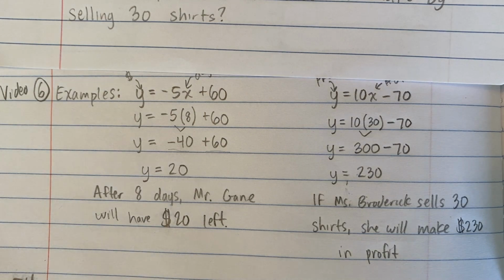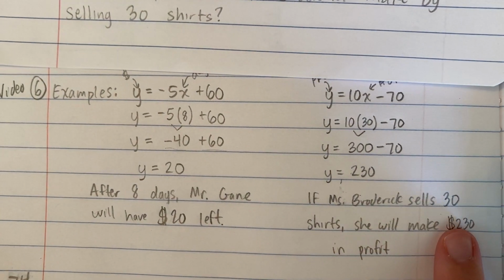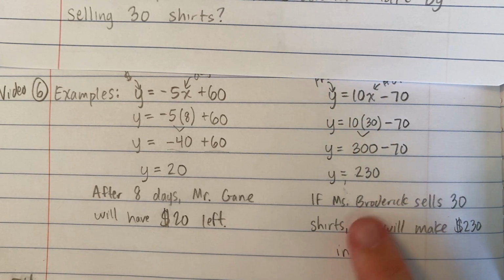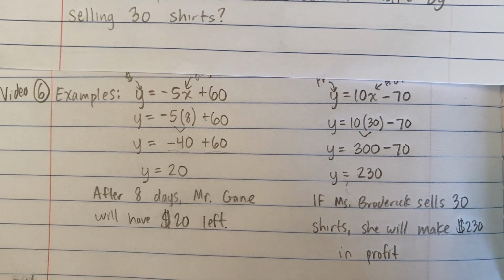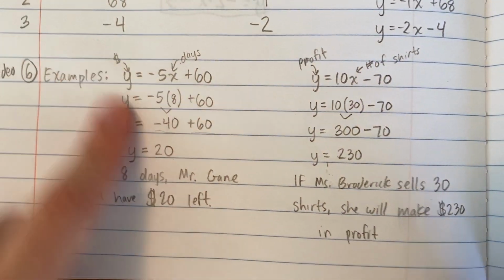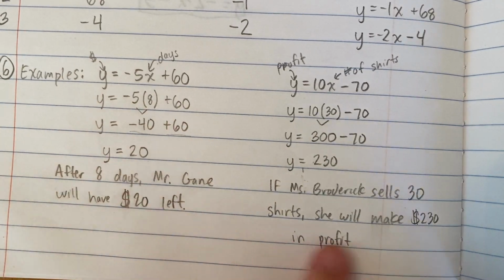Remember, profit means how much I have after I've spent everything I need. You could say, oh, 30 shirts, I make $300. Well, not really, because I had to spend the 70. So profit means how much you make after you take away all your expenses, your costs. This is what you're going to do next. You're going to be given the same kind of deal as before, but now you're going to have a follow-up question and you're going to have to plug in and figure it out.